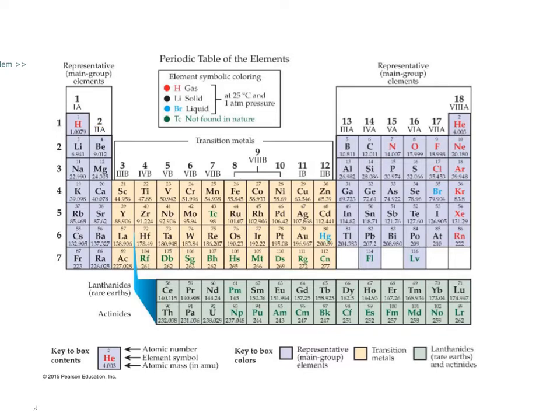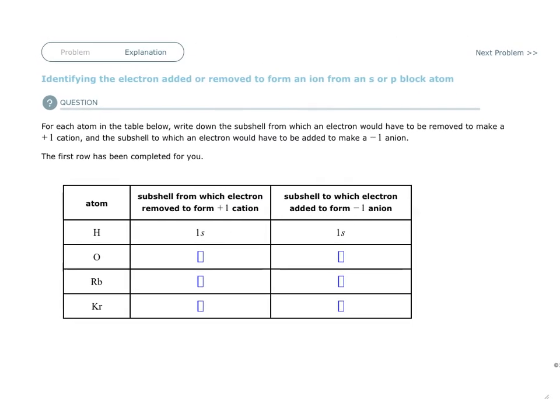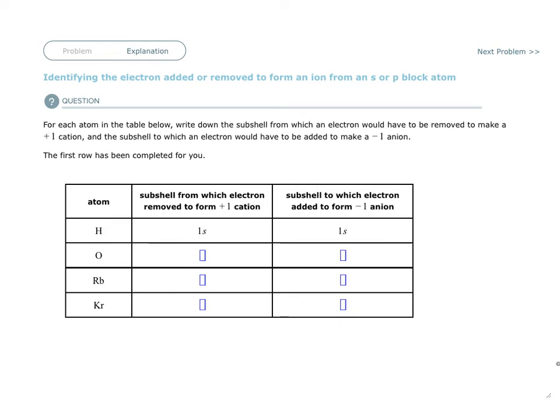So it depends. Say you are at neon, the end of your p's. If you steal one from neon to make it like fluorine, you would steal it from the 2p because that's where it lives. But if you add an extra electron to make it like sodium, you are going to have to go to the next subshell, which would be the 3s. All right, let's see if we can answer these questions. I don't think they're very hard.